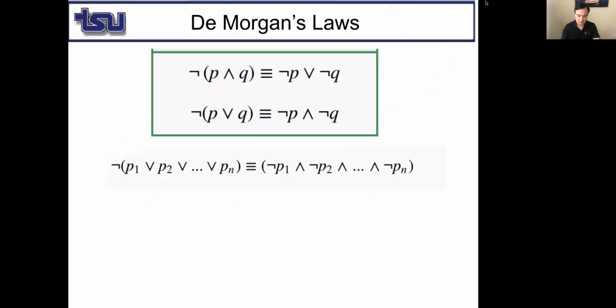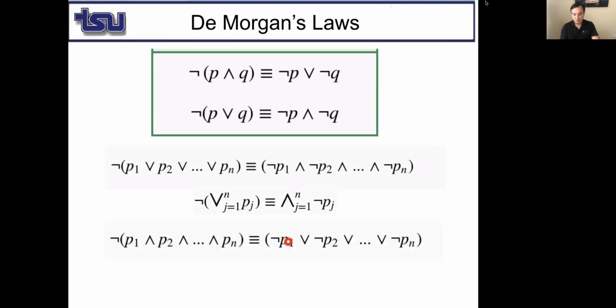Okay, here it is. For example, if you want to get the inverse of P1 or P2 or Pn, you get the inverse of each one, and then OR becomes AND. Or you can use this notation. This means P1 all the way to Pn. You have a compound statement P1 to Pn, all connected with OR operations. If you want to get the inverse of it, you do it this way. Similarly, for AND, you get the inverse of each one, and then AND becomes OR.